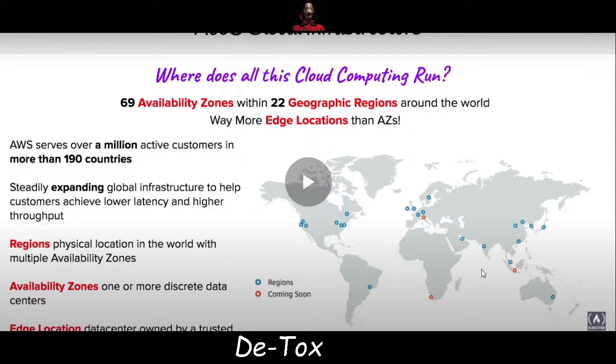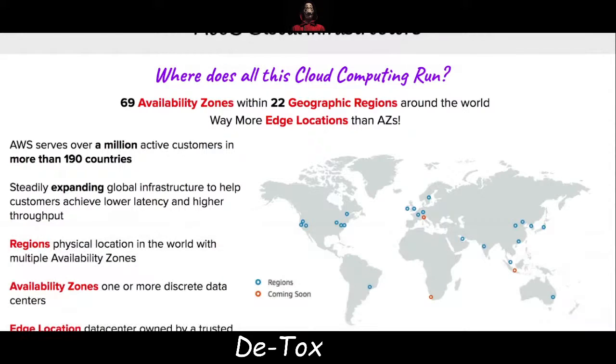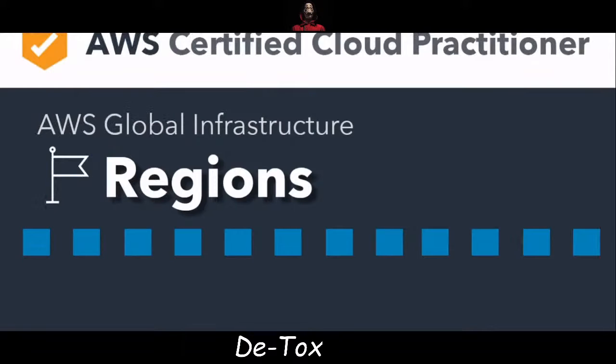Expanding their global infrastructure helps customers achieve low latency and higher throughput. That global infrastructure is regions, AZs, and edge locations. A region is just a physical location in the world with multiple AZs. An AZ is one or more discrete data centers owned by AWS. And edge locations are data centers owned by a trusted partner of AWS and maybe owned by AWS themselves. Now that we have that overview, we're going to jump into those three types of infrastructure.